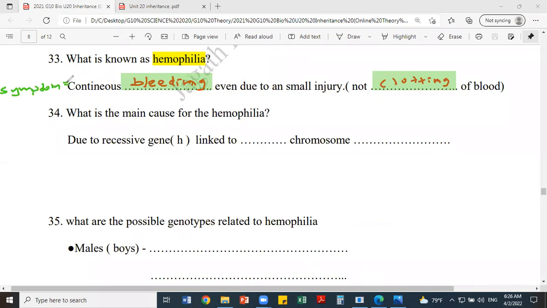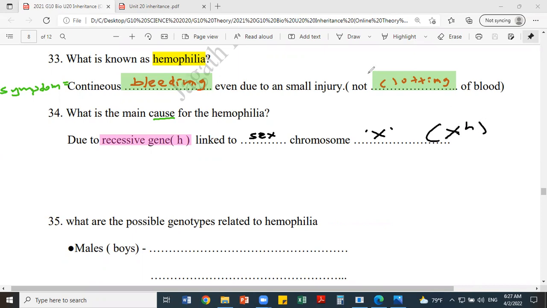Symptom, or what we observe, and then the cause for this disease, or the reason, right? It is due to a recessive gene linked on the sex chromosome. Highlight recessive gene. What is that? Simple H, linked to the sex chromosome X. Complete the two blanks: sex chromosome X. So in other words, X simple H is the main problem.